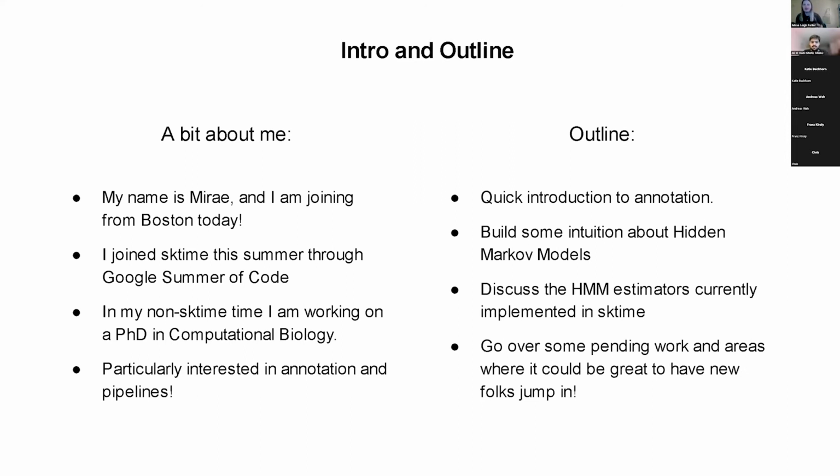And a quick outline about this talk. I first wanted to give a quick introduction to annotation, just for people who may not be as familiar with that goal. I realize Katie kind of introduced it already, so I might go a little faster on that section. Then build some intuition about what hidden Markov models are, and discuss the HMM estimator implementations in sktime, so you can decide what might best help with your problem. And then I also have some pending work in areas that I think would be good for a new contributor to jump in on as well.